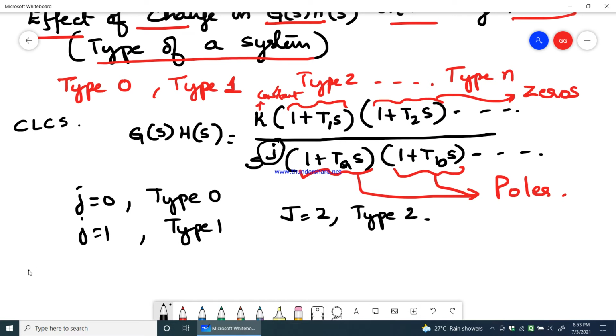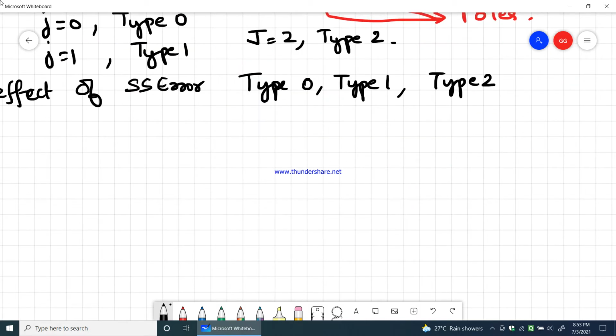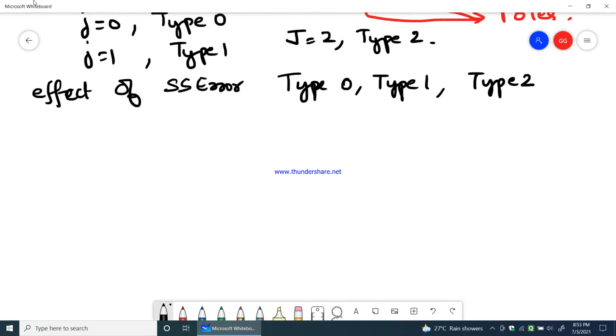Now we will see the effect on steady state error for type 0, type 1 and type 2 systems. So analysis of type 0, type 1 and type 2 systems is what we are going to do now. Let us go one by one. Let us consider a type 0 system. This is the first part of the derivation which we are doing.